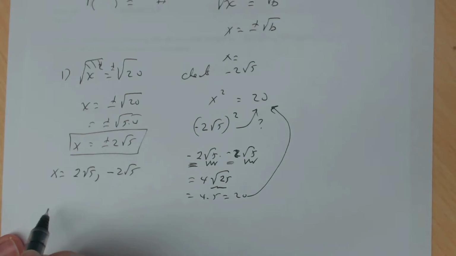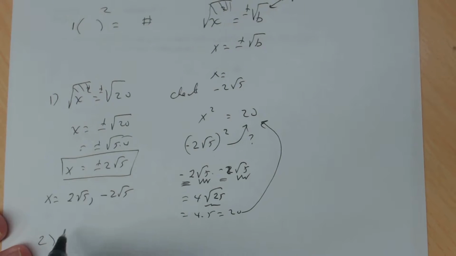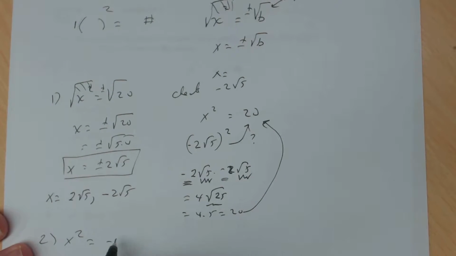All right, number 2. You have x squared equal negative 49.